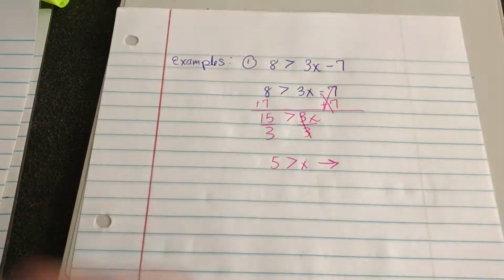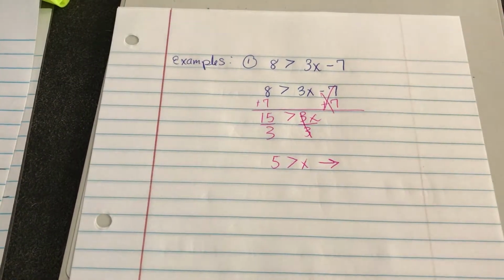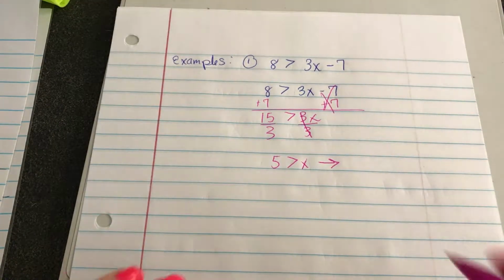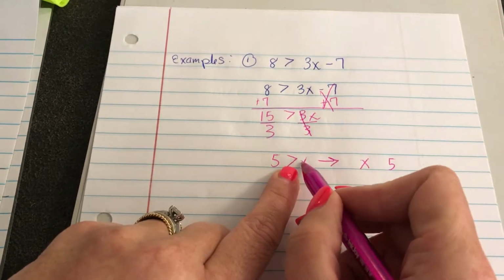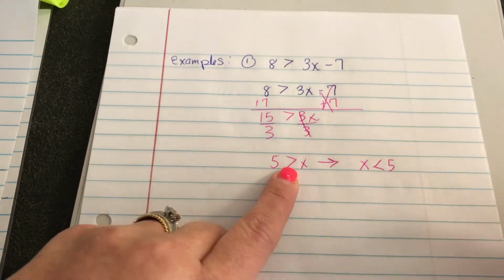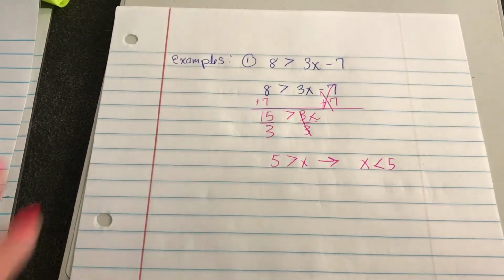Now, I like to flip it. We're not going to flip just the sign. We're flipping the entire inequality, right? Because we want our variable on the left. So we're going to say x, and I have my 5. This is pointing towards the x, so I have to make sure it points towards the x here. So that's your answer.